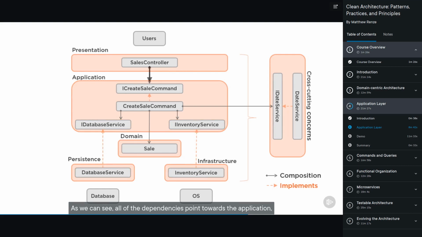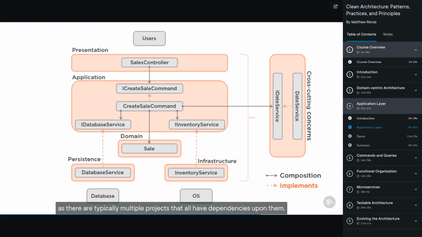As we can see, all of the dependencies point towards the application and thus transitively towards the domain. All of the details, that is implementations, depend upon abstractions, which are interfaces, and we utilize inversion of control for both the persistence project's dependency on the application project and the infrastructure project's dependency on the application project as well.